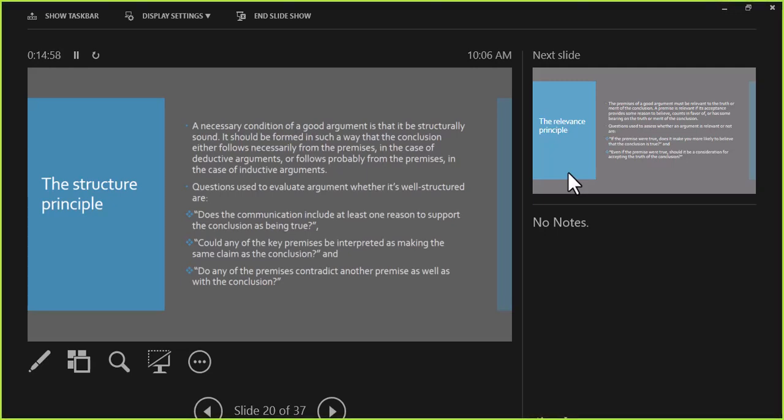Therefore, the questions used to evaluate whether an argument is well structured or not are: Does the communication include at least one reason that supports the conclusion as being true? Can any of the key premises be interpreted as making the same claim as the conclusion? And finally, do any of the premises contradict another premise as well as the conclusion?